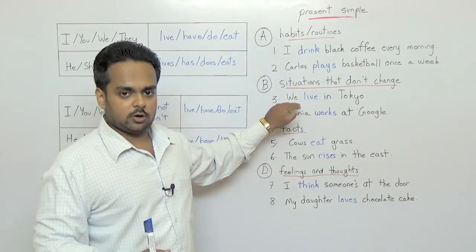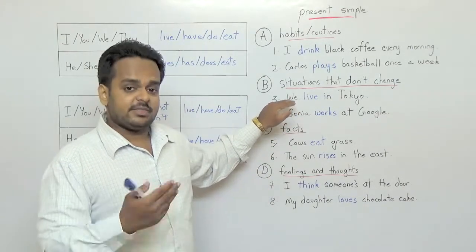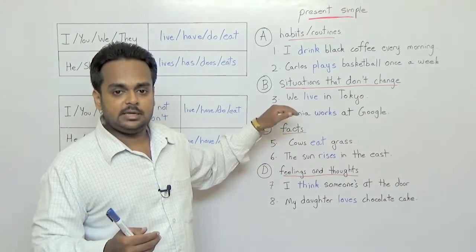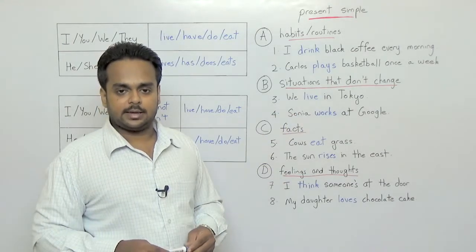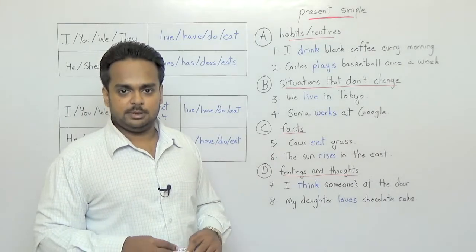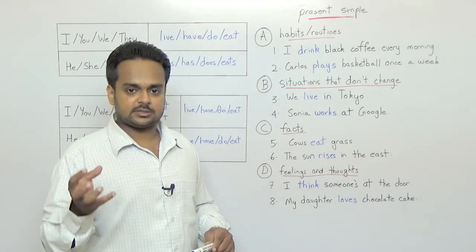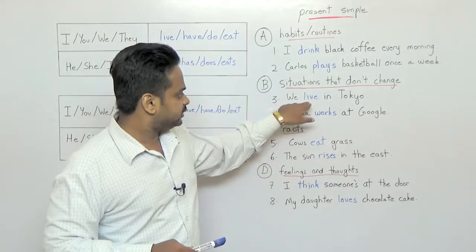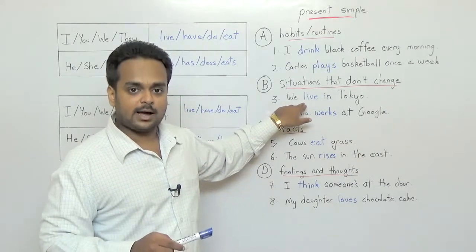We live in Tokyo. This can also be they live in Tokyo. Or it can be a plural, like Jim and Jane live in Tokyo. Jim and Jane are two people, so because it's a plural, we still use the verb in the present form without S.